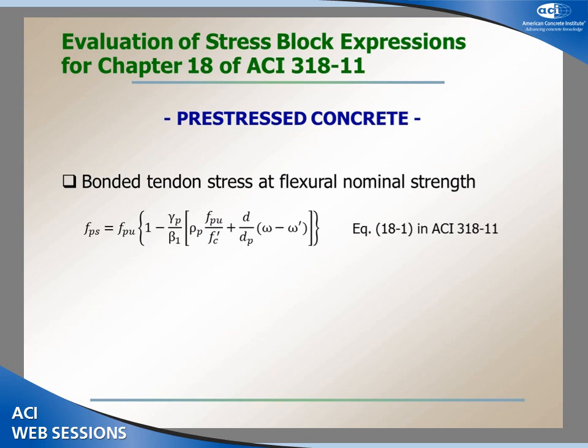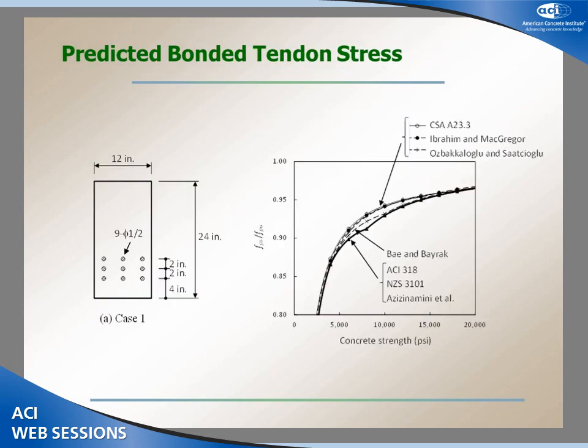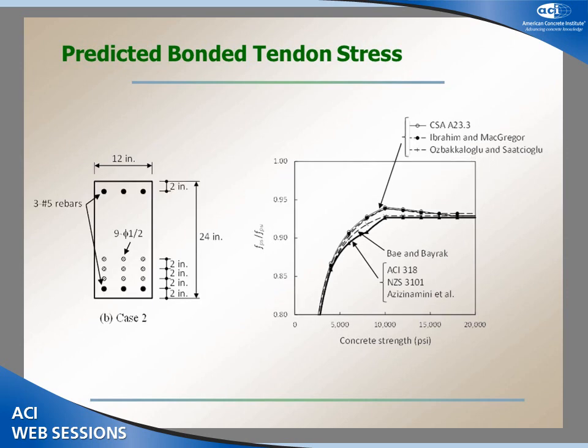So let's move to the other design code provisions on the possible effect of the change of stress block. Chapter 18, prestressed concrete, has one design expression which has a beta 1 parameter. We studied two cases. Case 1, tendon only. Basically, we calculated the code-predicted tendon stress using different beta 1 expressions. If you look at the results, the variation is less than 2 or 3% at most, which is negligible. A similar observation can be made for case 2, where compressive and tensile reinforcement is included in the section.